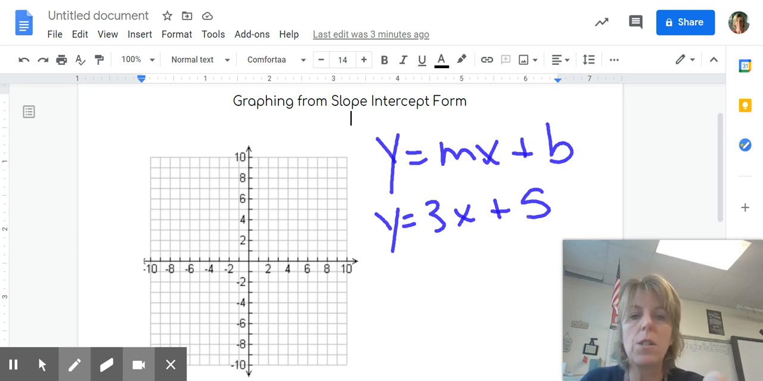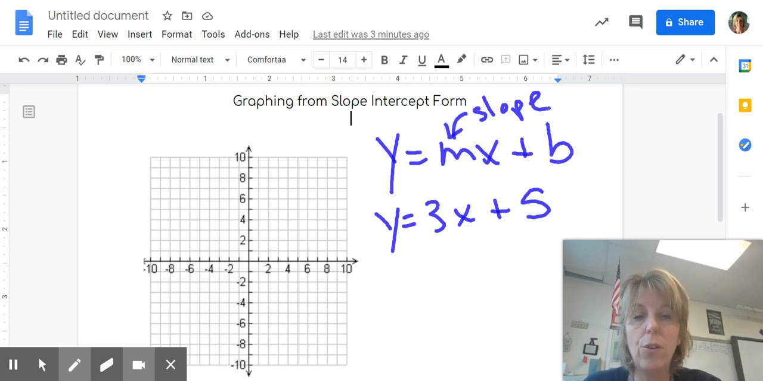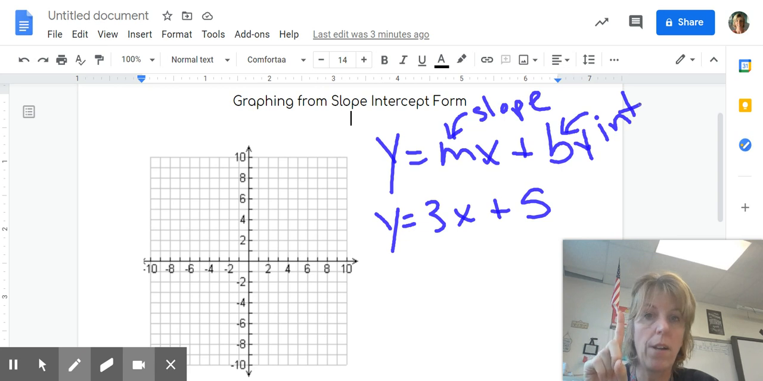Now we have to keep in mind for this one, when we're talking about graphing from this, m stands for what? The slope, right? M stands for slope. So all I have to do is look at the coefficient. The coefficient is the slope of the line. So that's pretty easy to do. B, in this case, right here, stands for the y-intercept. So when I'm graphing from slope-intercept form, the two things that I'm getting are slope and the y-intercept. And if I have the y-intercept and I have a slope, I can graph a line.